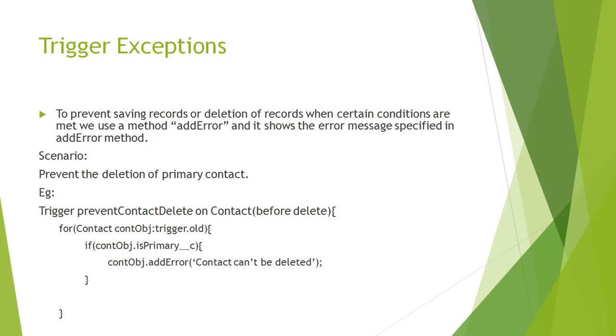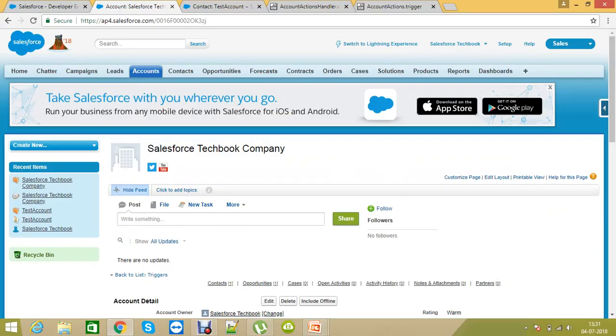Here we have created a trigger. Prevent contact delete is the name of the trigger on contact, because we want to prevent the deletion of primary contact when is primary is true. So this is the logic to write. Let's see how it works.